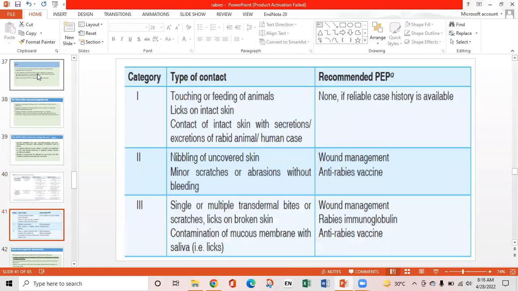First category shows the type of contact: touching or feeding of animals, licks on intact skin, and contact of intact skin with secretions or excretions of rabid animals or human cases. Second category, wound management and anti-rabies vaccine are required. While in third category, wound management, rabies immunoglobulins, and anti-rabies vaccines are all required.